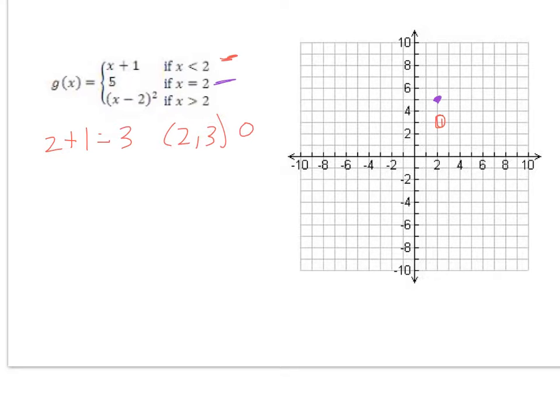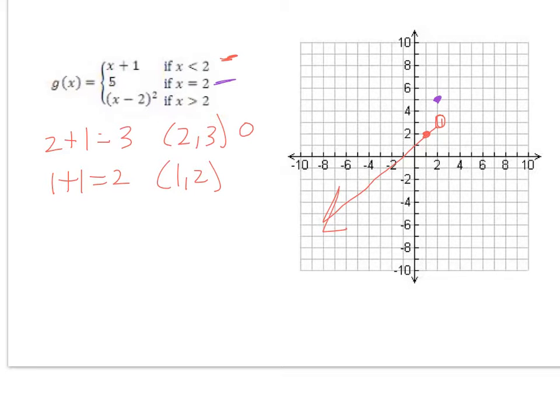It doesn't look that great, but now I'm going to plug in a number that would be less than 2. So I'm going to pick 1. So 1 plus 1 equals 2. So this is my other point. So positive 1, positive 2. And this is saying it keeps on going, and all the numbers less than. So this would be a straight line this way.